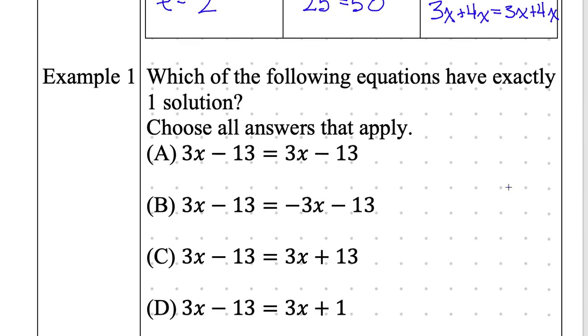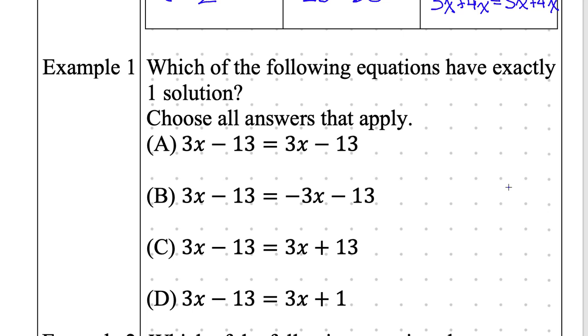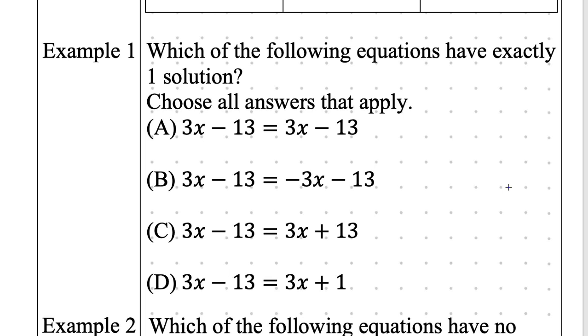All right, so again, holding your hand behind your back, you cannot do any operations. Which of the following equations have exactly one solution? And you can choose multiple. It might be A and B, it might be A and C, it might be all of them. Probably not, though. Which of the following have exactly one solution?